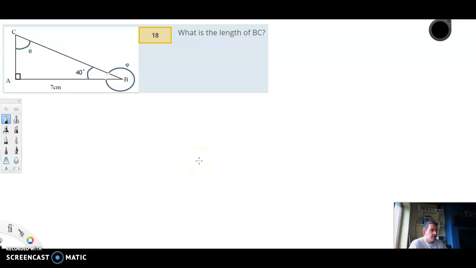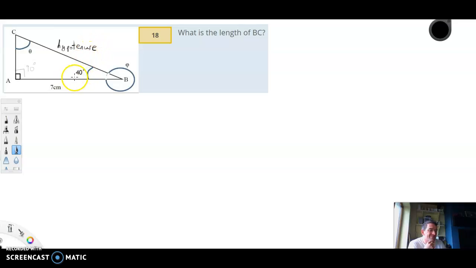Question 18. Find the length of BC, the side BC. Well, that's the long side here on a right angle triangle. That's 90 degrees, that angle there. And the long side opposite the right angle is called the hypotenuse. That's the hypotenuse.